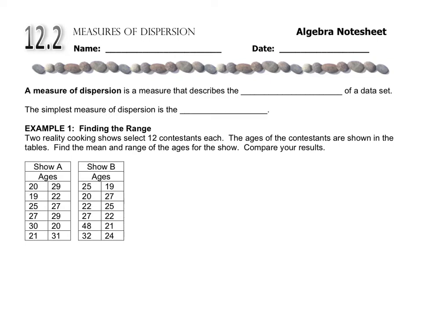In addition to central tendency, there's another measure that you could use to represent data, and that's called dispersion. And it describes the spread of a data set. So how far apart are all the values? Are all the values really close to each other, or are the values very far away from each other? Are there outliers? How are they related?